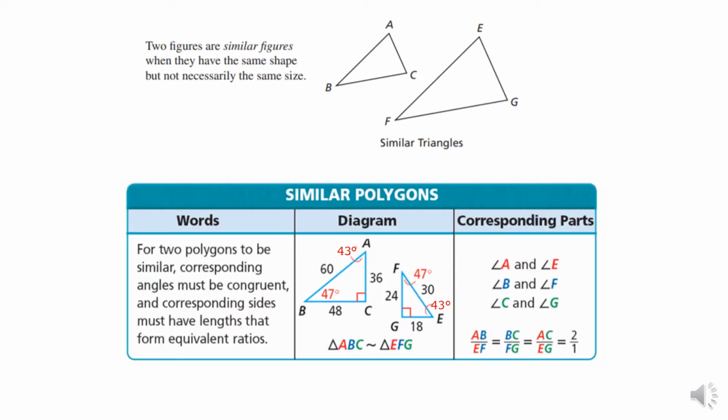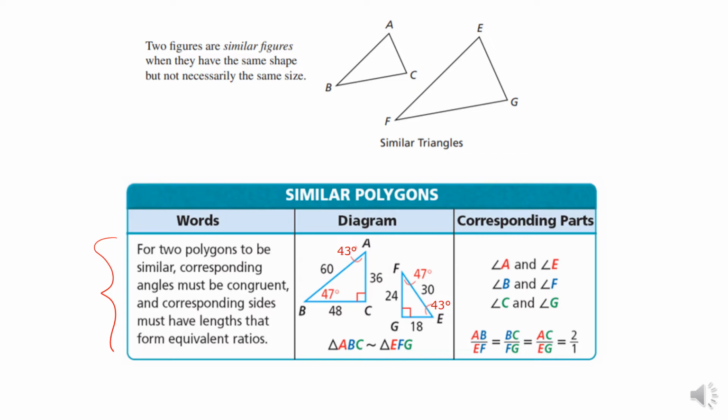So, two figures are similar figures when they have the same shape but not the same size. So here we go. This is your definition from the book. For two polygons to be similar, corresponding angles must be congruent and corresponding sides must have lengths that form equivalent ratios. The first thing that you need to do when you're looking at these is to be very careful, because you don't want to go, okay, A and F, because you can see right away that those have a different measure.